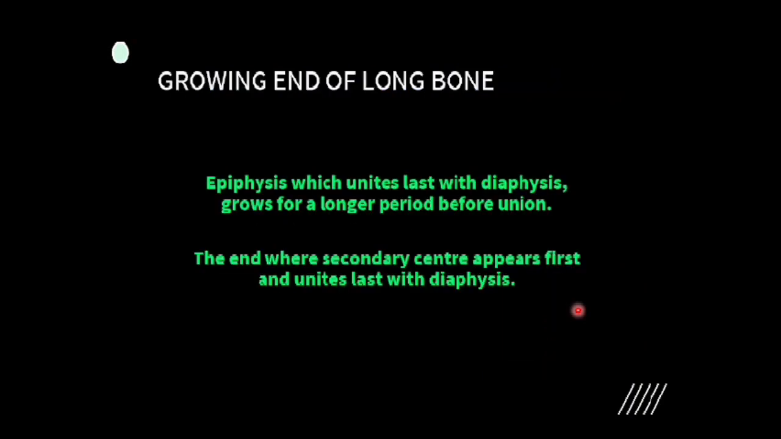The growing end of long bone is very important, and this is defined as the end where the secondary center appears first but unites last with the diaphysis. That means since the epiphysis unites last with the diaphysis, it grows for a longer period before the union.